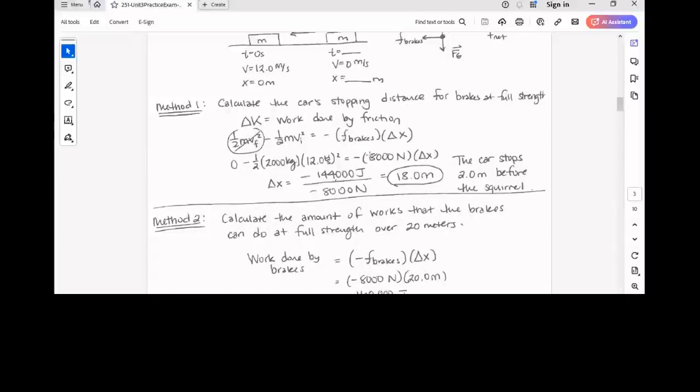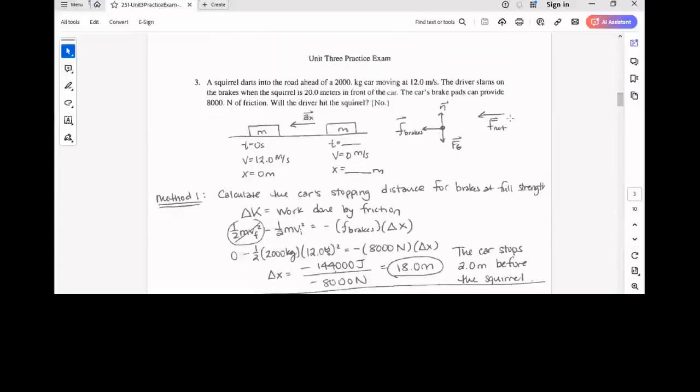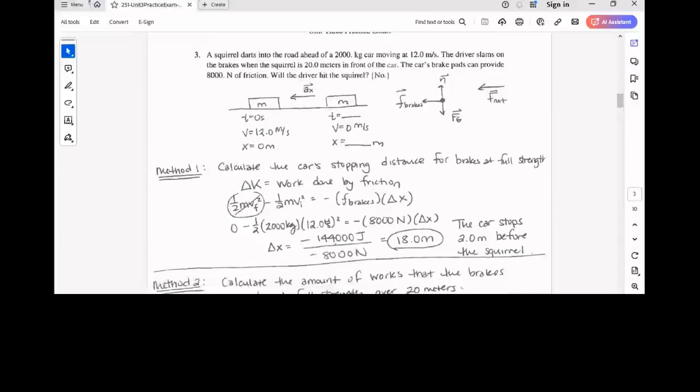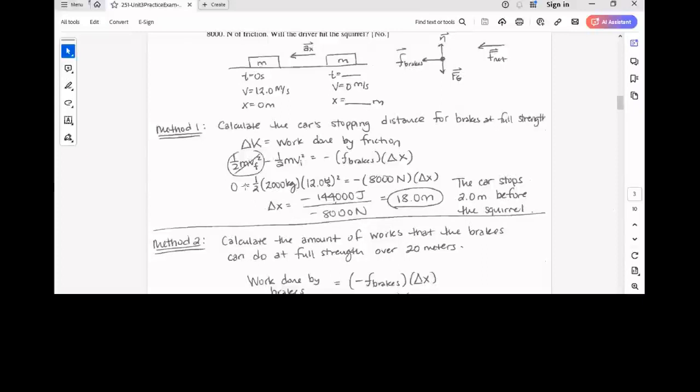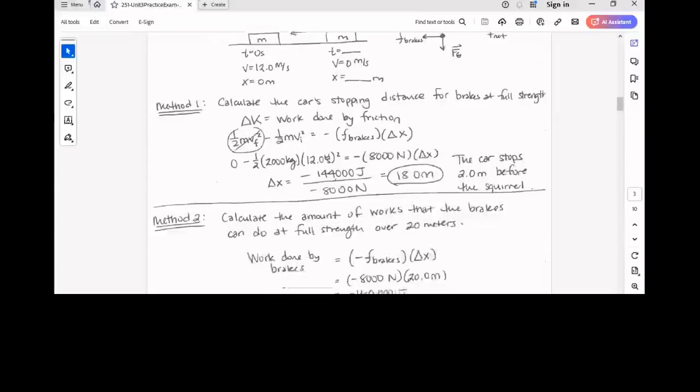And I know that that can be balanced against the work done by friction, where there's a negative sign here because the brakes are going to result in a force that's going to produce a negative acceleration. That just means an acceleration oriented toward the negative side of our coordinate system. So I have a negative that comes from the initial kinetic energy being subtracted from 0. I have a negative that cancels out here, and I get a delta x that's positive, and it's 18.0 meters. So if the squirrel was 20 meters ahead of the car, and the car only needed 18 meters to stop, that means that there's a 2-meter buffer between the car and the squirrel.